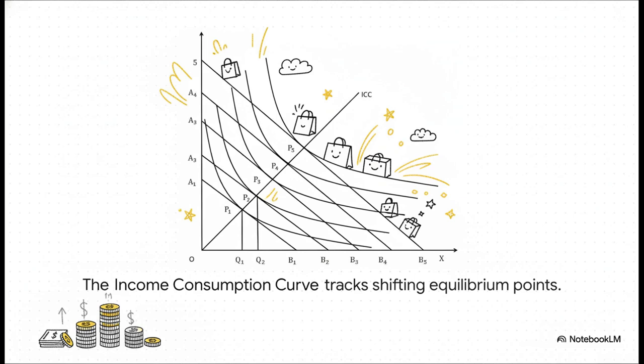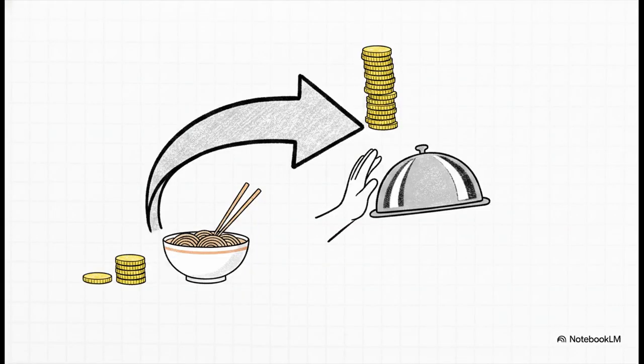Say you get a raise. Your budget line shifts outward in parallel. You can suddenly afford more of everything. When we connect all those new, happier equilibrium points across your indifference map, we create the income consumption curve. It traces your exact journey as you get wealthier. But check out this plot twist.